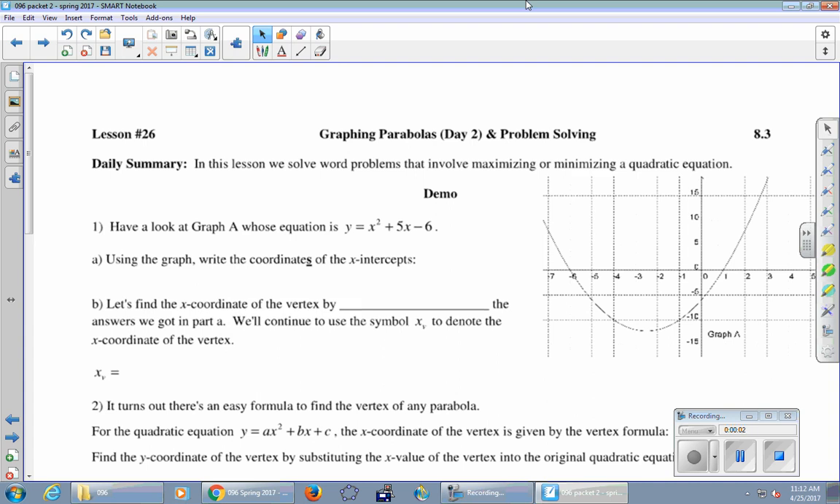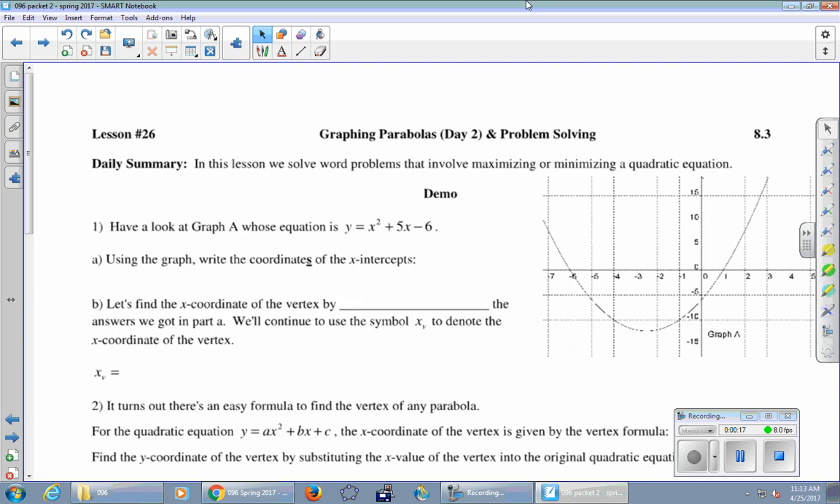Okay, so here we are, lesson 26, our summary. It says, in this lesson, we solve word problems that involve maximizing or minimizing a quadratic equation. We're also going to have a new and improved graphing parabolas procedure, so we'll get there. Let's take a look at number 1.